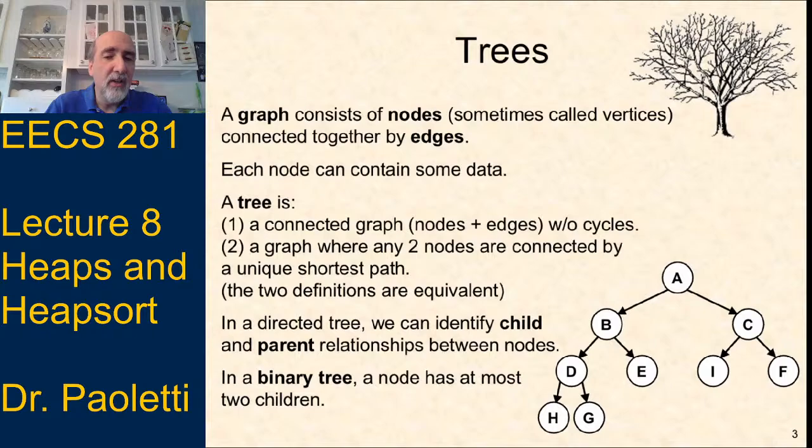In the directed graph, we're going to have relationships from the parents to the children. Really, we're going to want to be able to identify relationships in both directions. We want to be able to know who's your left child, who's your right child, who's your parent. We want to be able to do all of those. And we're going to use a binary tree where every node has at most two children.